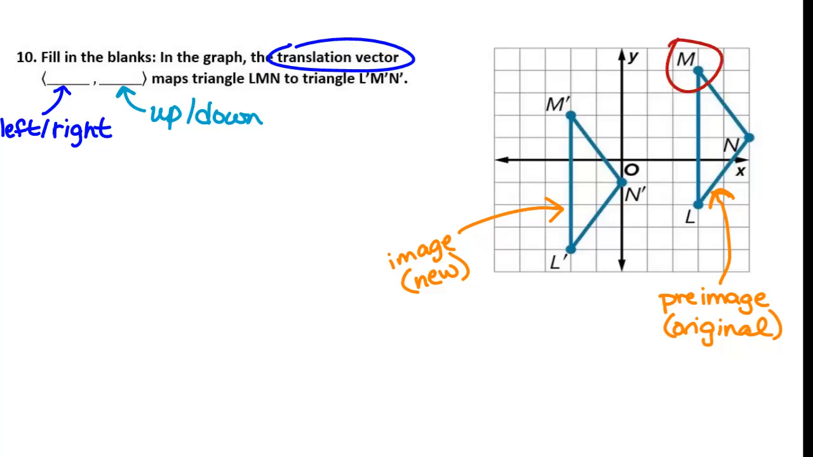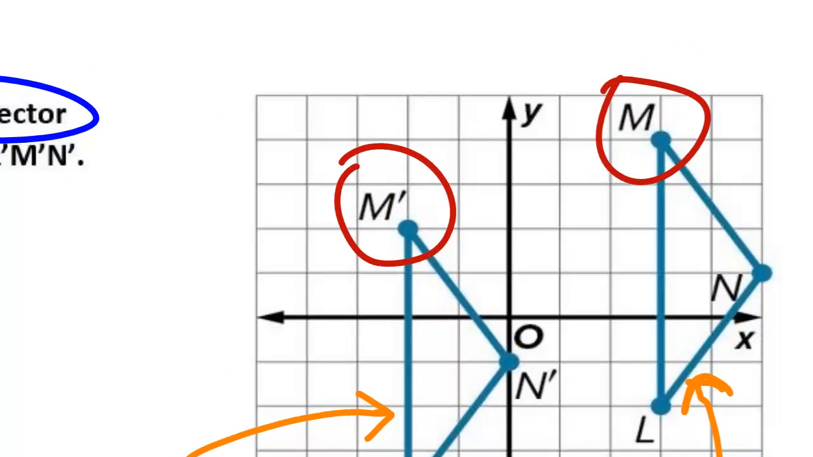So I'm going to pick out M and M prime, because that's a match. Those are corresponding. They go together. We start with the original one. You start from the pre-image, and you count your way over to the new one. So to get from M to M prime, I'm going to do left, right first, because that's the first number in the ordered pair. How far left or right do you go from M to get to M prime? 5 units. Left or right? Left. 1, 2, 3, 4, 5 units left.